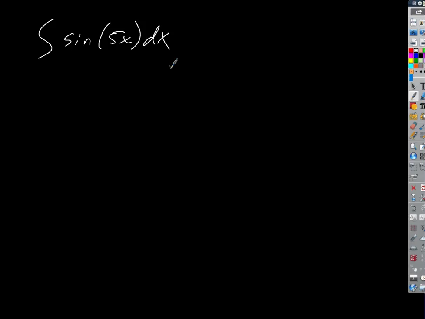I won't even let you suffer with this one too long because the answer is you can't do it. It doesn't fit one of our very limited standard forms, does it? Right? You guys could do the antiderivative of sine x dx. Right? What's that? Negative cosine x plus c. There you go. Okay. But that's not what that is. That's a different function. It's sine 5x.